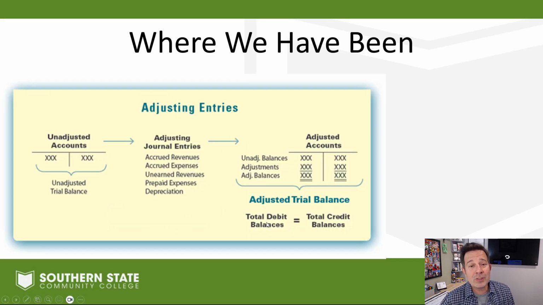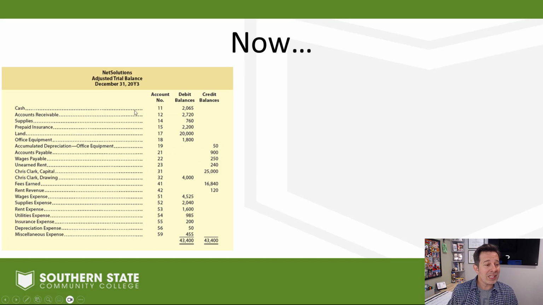Then the following week we talked about adjusting entries and the types of adjusting entries that we had, and we made those entries, we posted them, and we came up with the adjusted trial balance, which looks a little bit like what you see right there. Which brings us to today. How do we get financial statements out of that adjusted trial balance? Well, the answer is it's pretty simple.